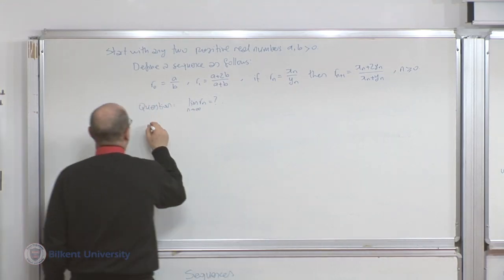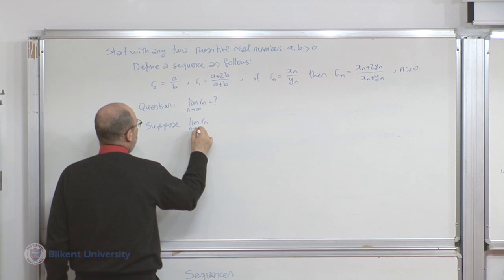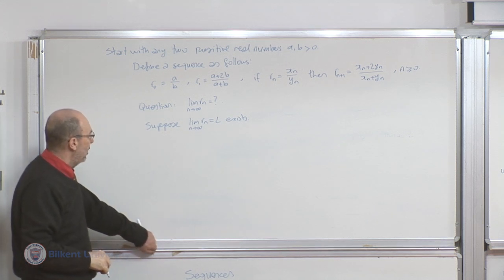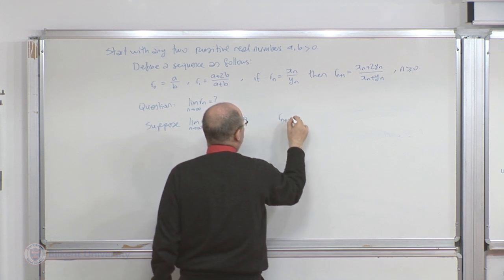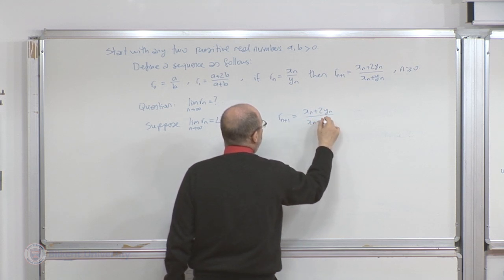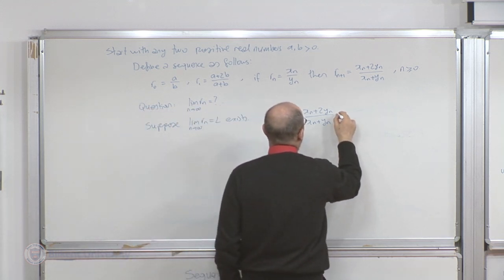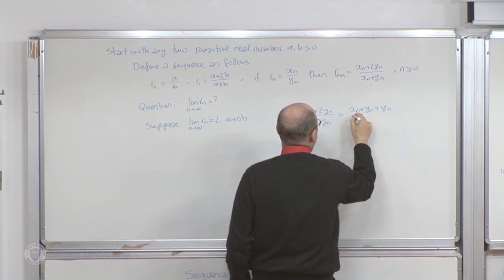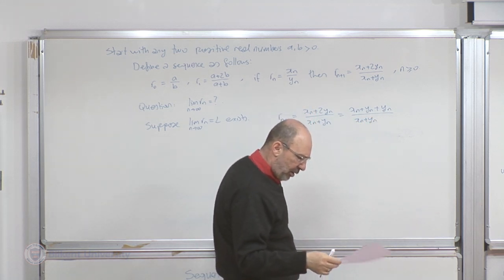So suppose the limit exists. The limit of Rn as n goes to infinity is equal to L, and it exists. That means this number L is a finite number. Then we start from here. Use Rn plus 1 equals Xn plus 2Yn over Xn plus Yn. So what is happening here? I can write this thing as Xn plus Yn plus Yn over Xn plus Yn.